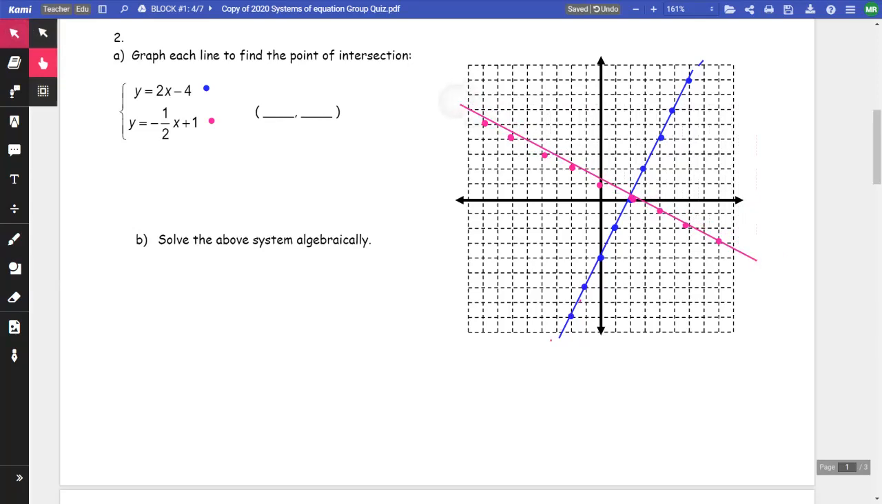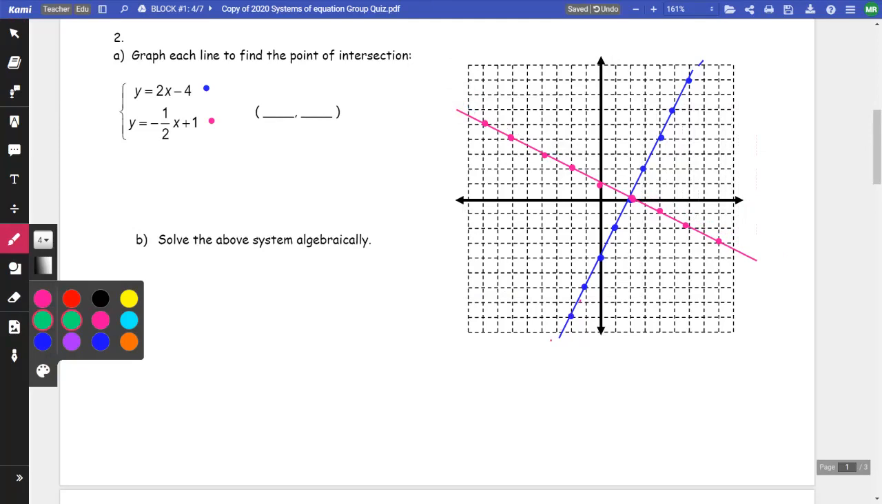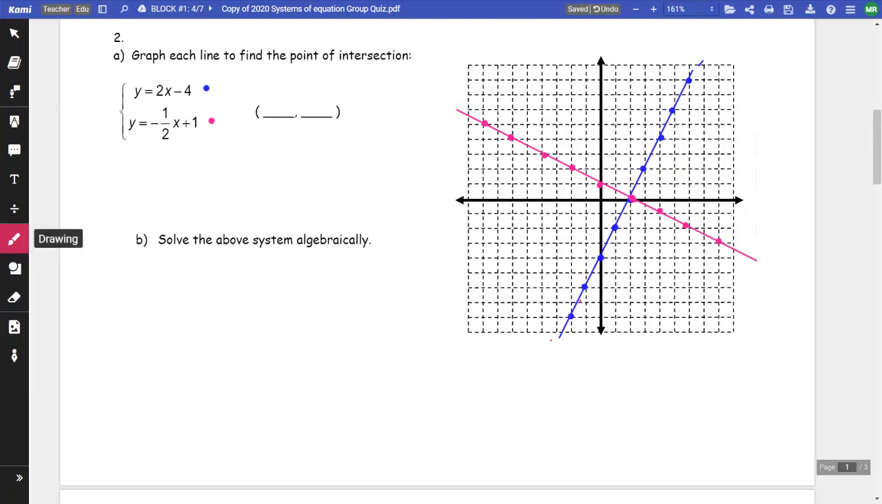Move it slightly. Okay, and so the point where they both crossed is my point of intersection. And that point where they both cross is right here, and that's at (2, 0). So that is the solution. That is the point of intersection.